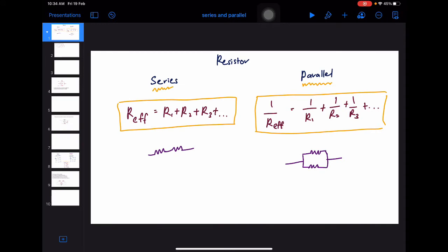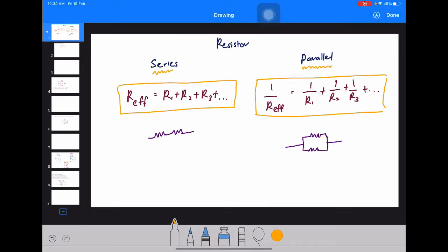Just a reminder on how to calculate the resistance for series and parallel. We have R1 plus R2 plus R3 and so on for series, and for parallel you have to do 1 over, 1 over, and 1 over. This one is just an example of resistors in series, and this one is resistors in parallel. The key difference here is that for parallel it actually has a junction over there.